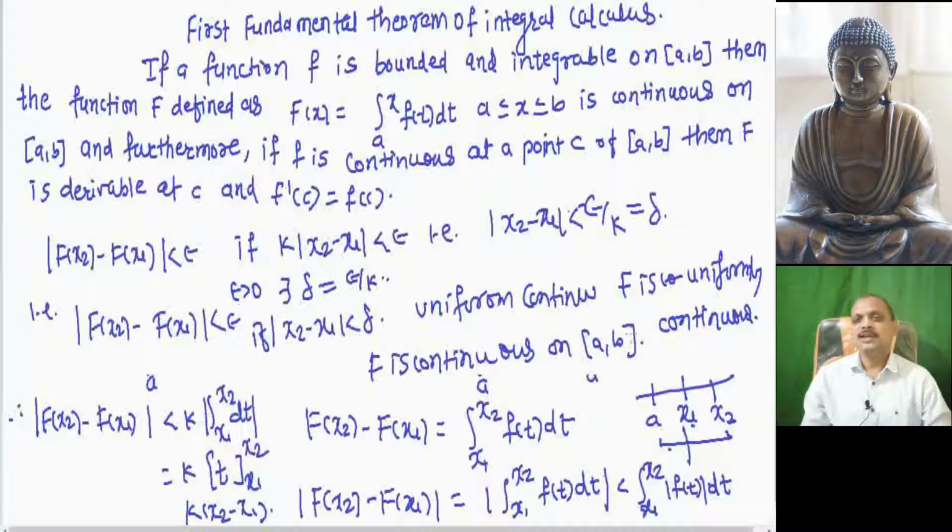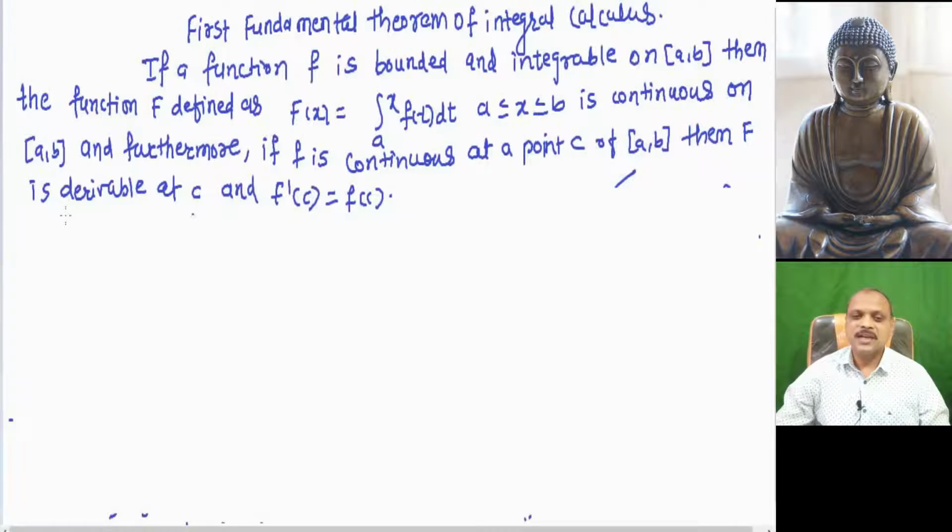We have shown that if f is bounded and integrable, then the function capital F, which is defined as the integration of f between the limits a to x, is continuous. Now we prove the second part. If small f is continuous, then the derivative of this function capital F is nothing but small f of c. Now we move to the second part of this theorem.